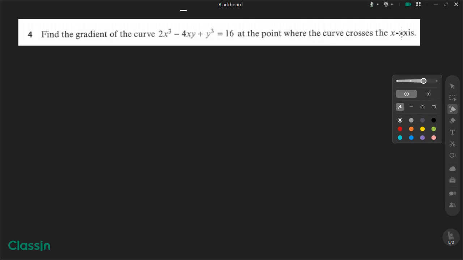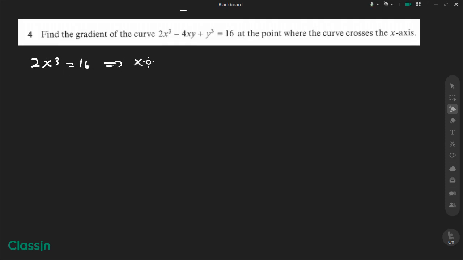Now, we need to know the point first. At the point where the curve crosses the x-axis, y is 0. So when y is 0, clearly we got 2x cubed equals 16, and x becomes 2. So clearly, at the point where the curve crosses the x-axis, that point is the point (2, 0).